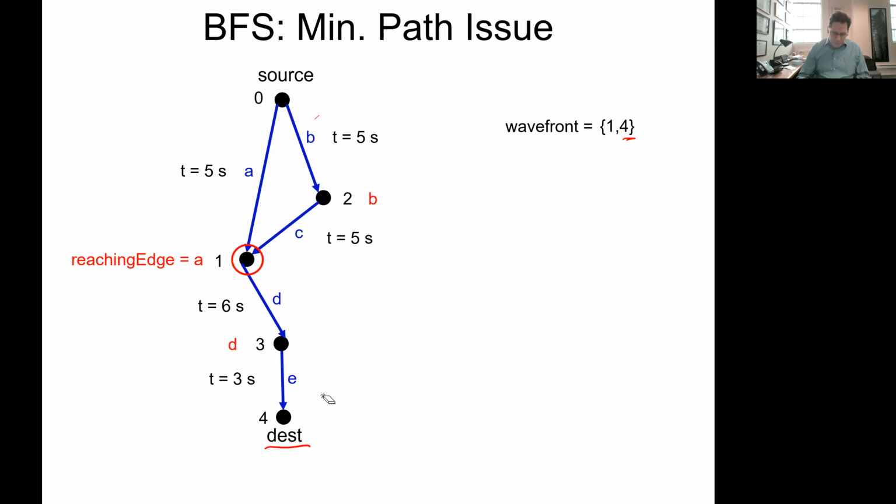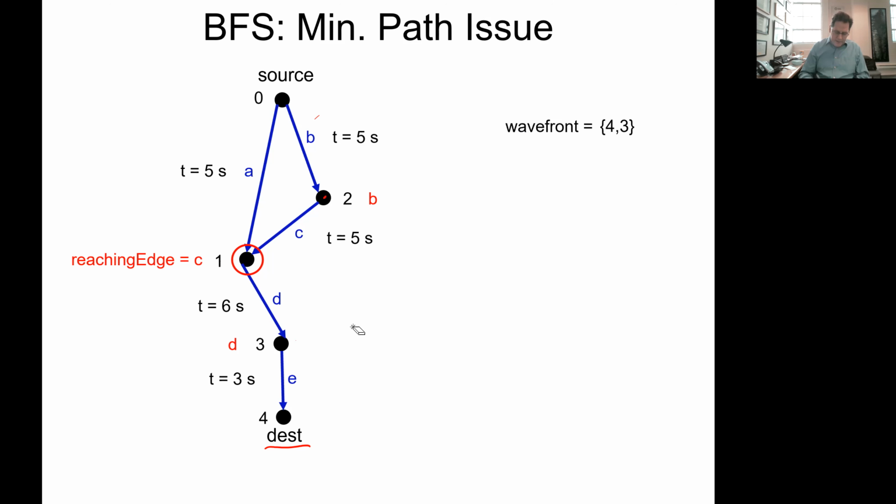We go back, we pull off node 1 again, because it was in our wavefront. And we're going to actually update the reaching edge. We're going to say the reaching edge is now C, because we actually got here from node 2. So we took this edge this time. So we've updated its reaching edge. We're going to put node 3 back in the wavefront again.